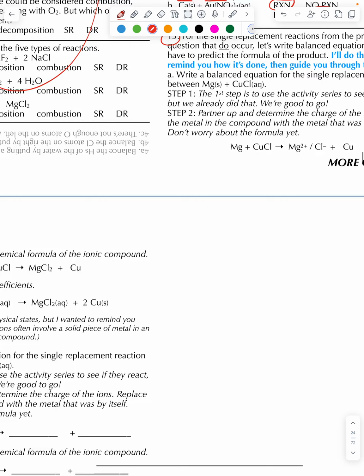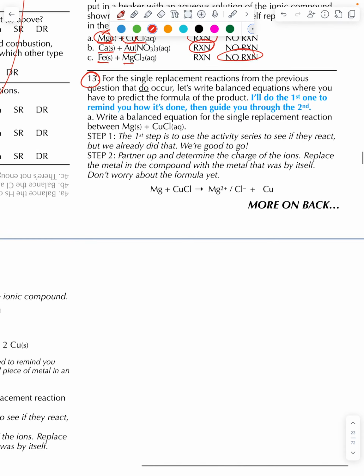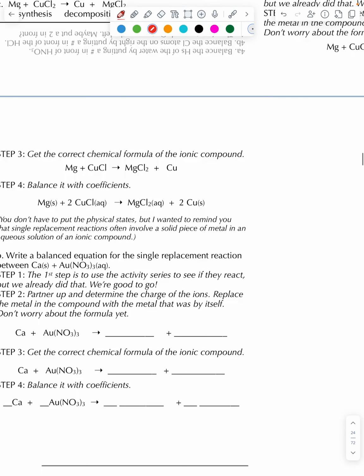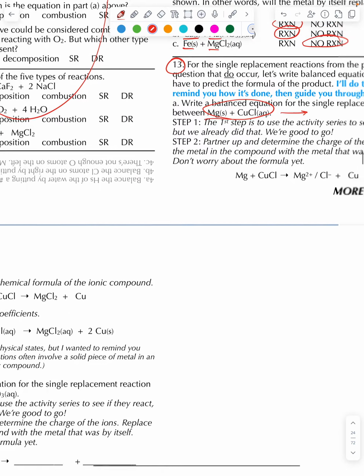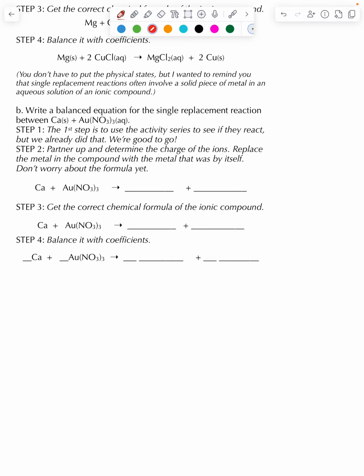Okay. Now, here's one I led you through. This is when we're first starting to balance single replacement reactions where I don't give you the products. I want you to find the products yourself. So I walked you through this one. So let's go ahead and do part B. We'll just skip to part B for this one because I kind of gave you a lot there. So how you do this is, if I give you this, I say, write a single replacement reaction between calcium and gold 3 nitrate.